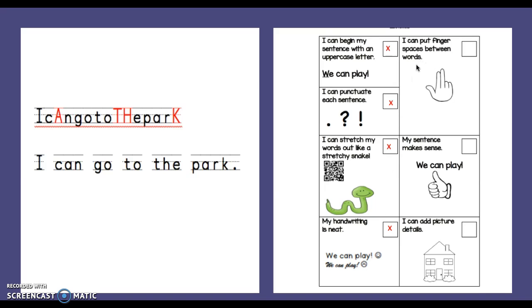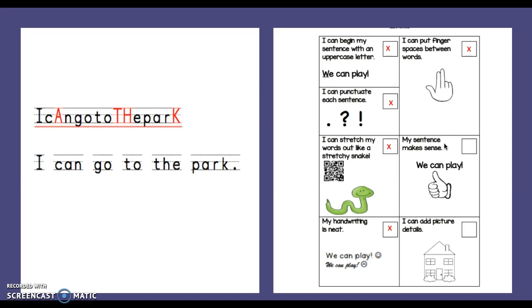This box says, I can put finger spaces between my words. So let's look at this sentence up here. There are no finger spaces in this sentence. Look at that. I can't even read that, that's so hard. But I did put finger spaces here. See? Check your writing and see if you put finger spaces or not. If your sentence has finger spaces, you should put an X there.